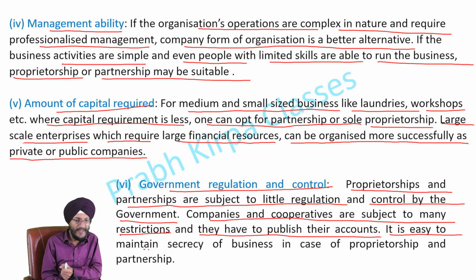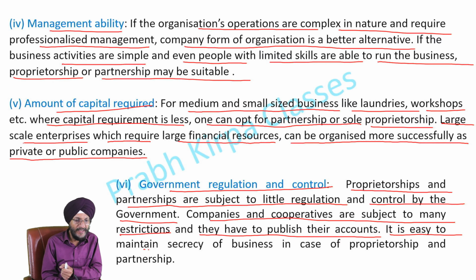Degree of control. If a person wants direct control over operations and absolute decision making power, sole proprietorship may be preferred. But if the owners do not mind sharing control and decision making, partnership or company form of organization may be adopted.